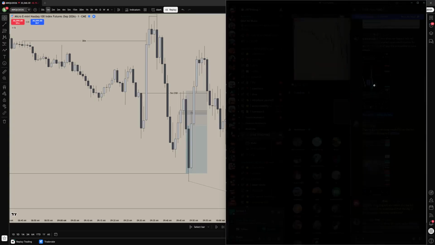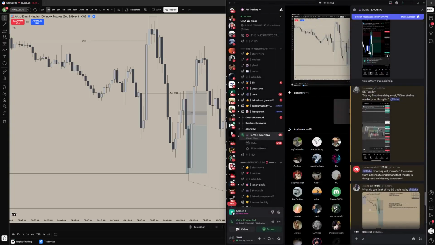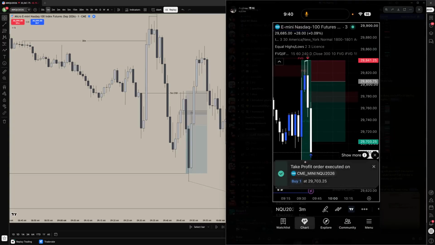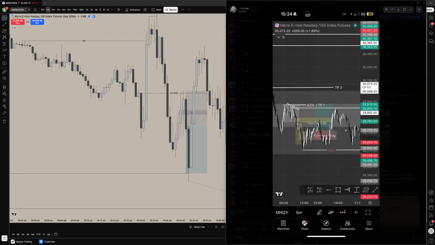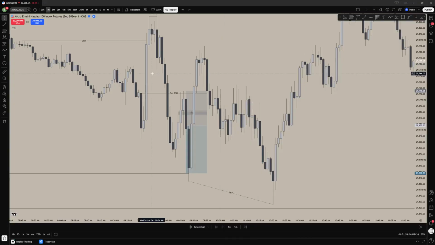No, it's not a pattern trade. But why did you close there? Why didn't you hold? Break even Tuesday. This is my first time doing MAC PDI in live markets. Entry on the 15 inverse. 15 minute inverse.